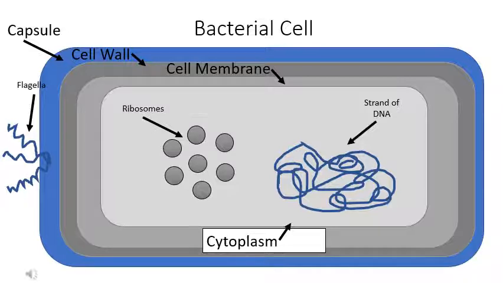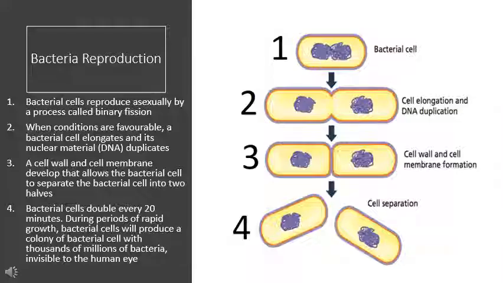The last part of the bacterial cell we need to look at then is the flagella. The flagella is like the tail that allows the bacterial cell to move during growth and reproduction. Bacteria reproduces through a process called binary fission. I've included the 4 steps of bacterial reproduction here, both in written and diagram form.